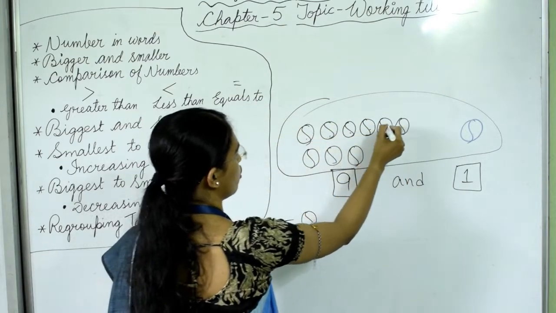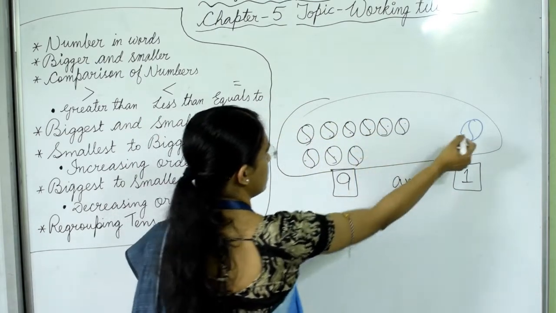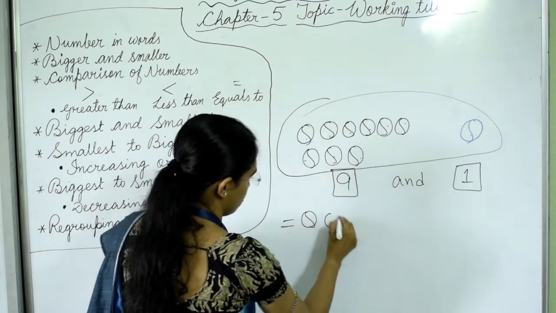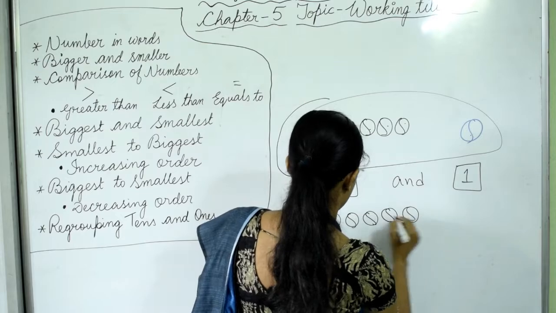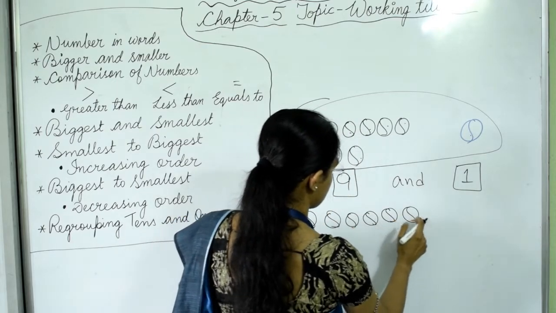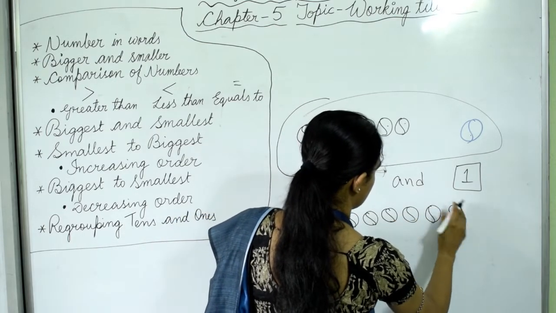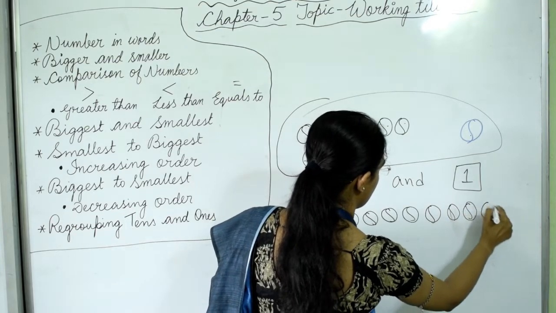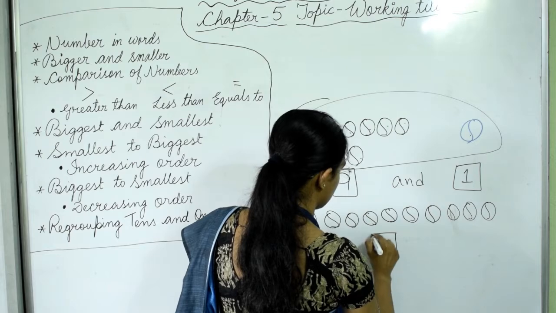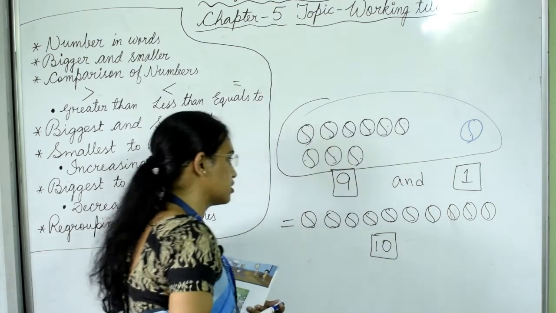1, 2, 3, 4, 5, 6, 7, 8, 9 and 10. So altogether you have 10 balls.